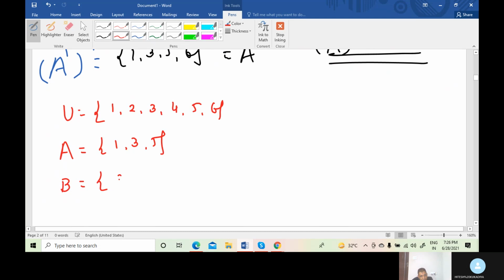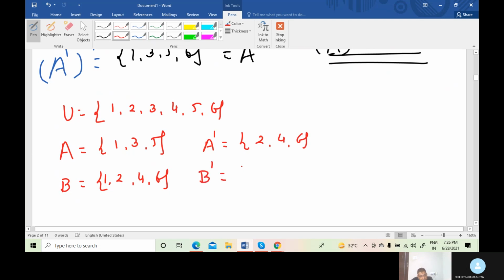And set B equal to 2, 4 and 6. Is that clear? Okay. Now one more element here, we write: suppose 1, 2, 4, 6. Now write the complement of A, A dash. Complement of A. Which elements are remaining? 2, 4. Right, 1, 3, 5 cancel. Only 2, 4, 6.